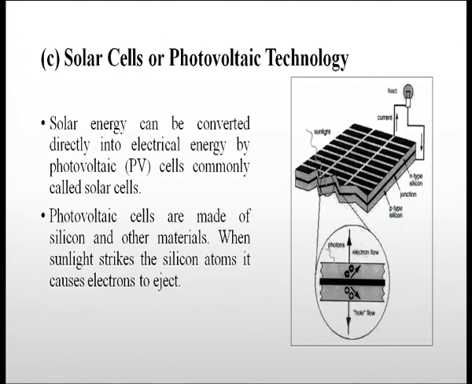Solar cells or photovoltaic technology. Solar energy can be converted directly into electrical energy by photovoltaic cells, commonly called solar cells. Photovoltaic cells are made up of silicon and other materials. When sunlight strikes the silicon atoms, it causes electrons to eject.